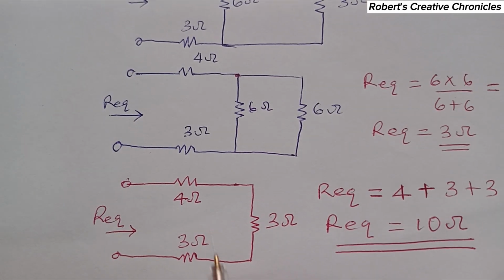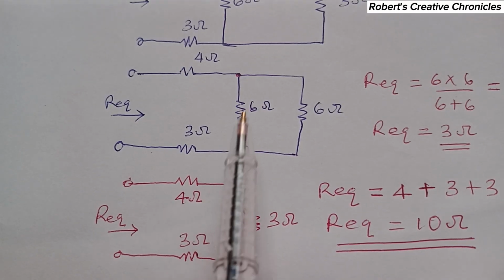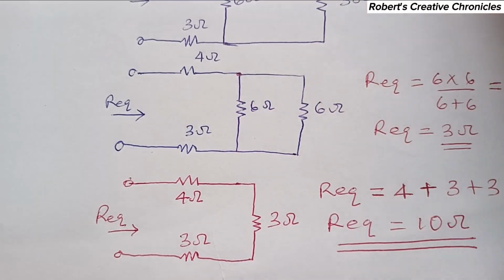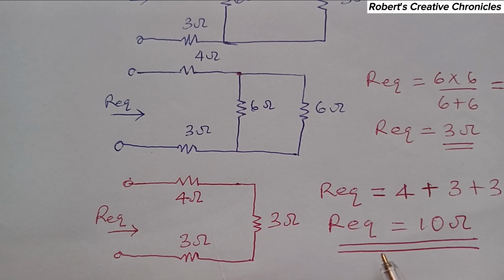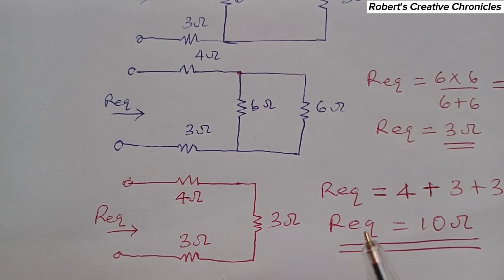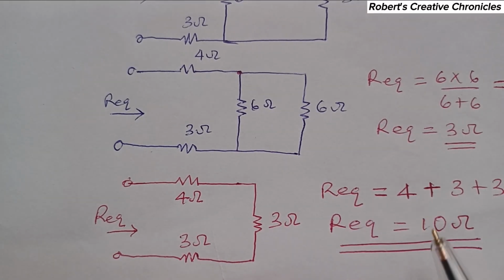And the final reduced circuit of this complex circuit is this. So the final equivalent resistance, in other words, the equivalent resistance of the whole circuit, is 10 ohms.